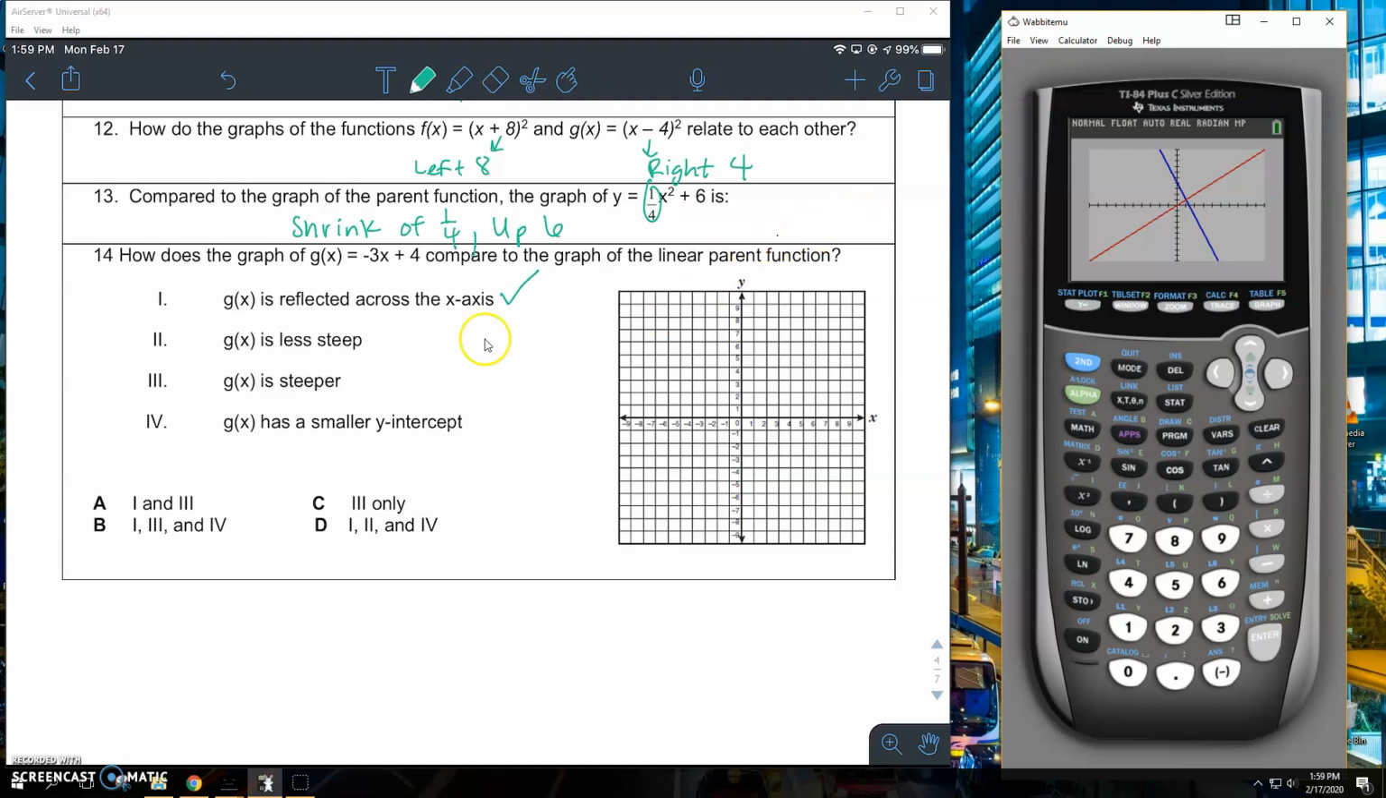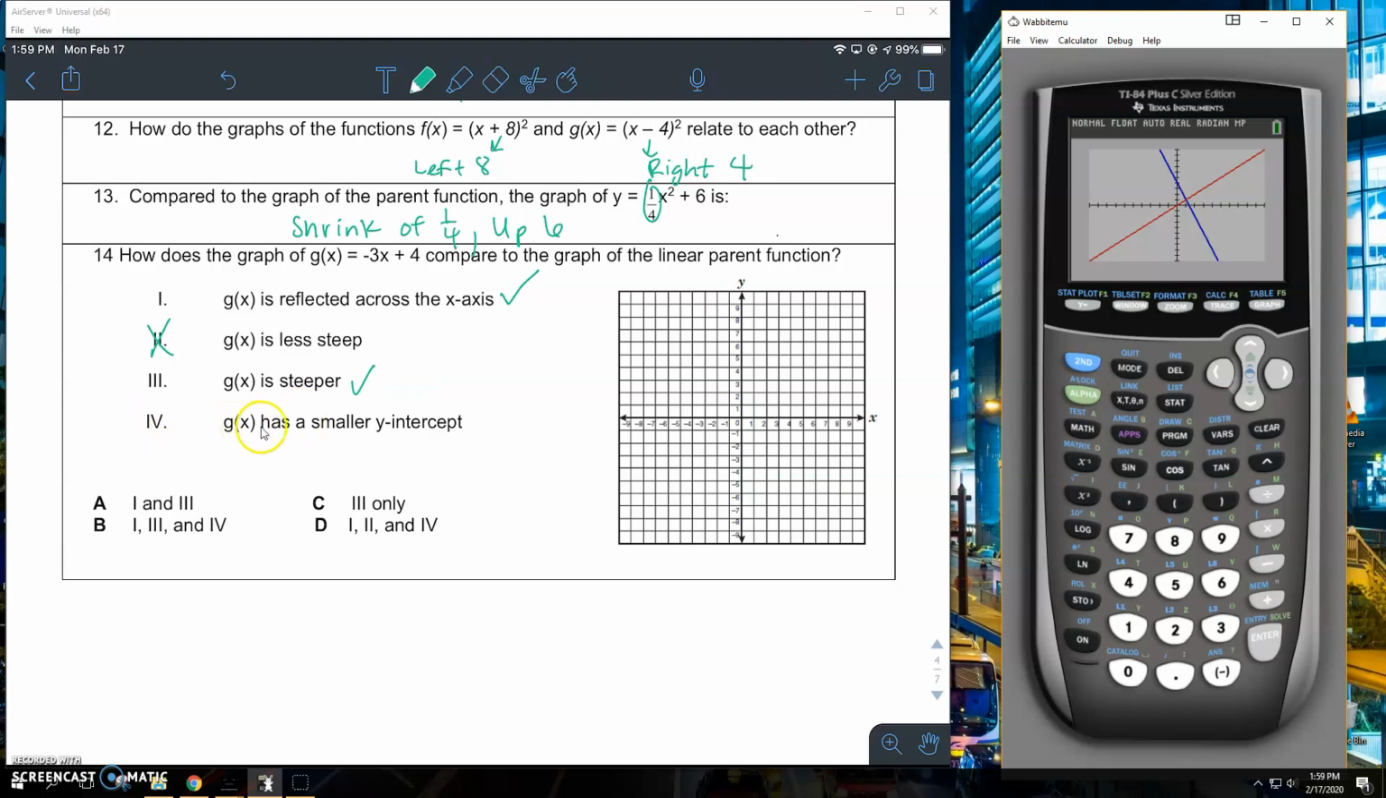The next one is whether it's less steep or steeper. When I think of steepness, I think of which one you would fall off of faster. I think that if you're on the blue one, you'd fall off faster. So that'd be it's steeper.